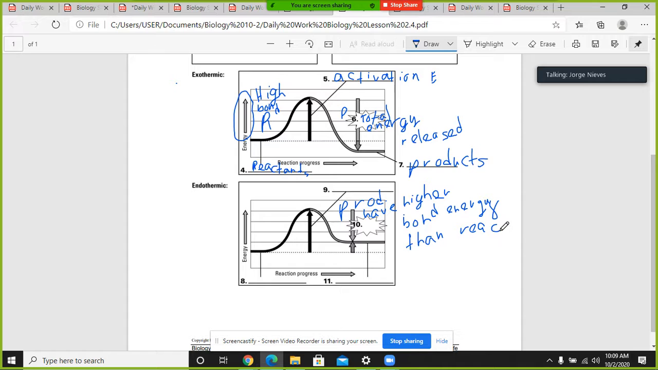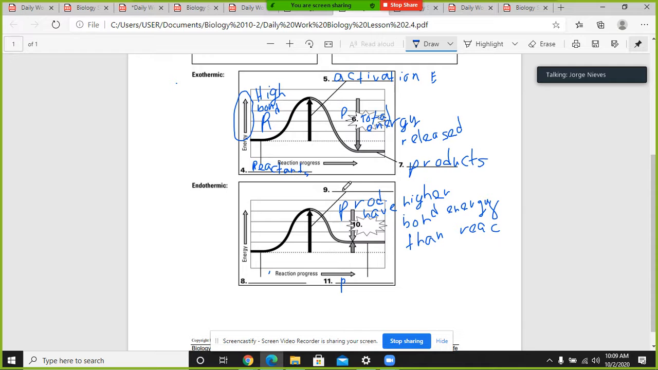El número 8 de nuevo, we got the products. Sorry, we got the reactants. Okay. En el 11, no he dicho todavía, sorry.